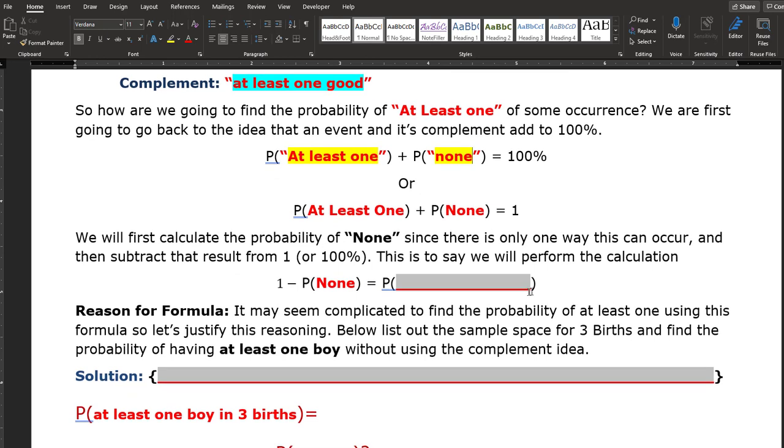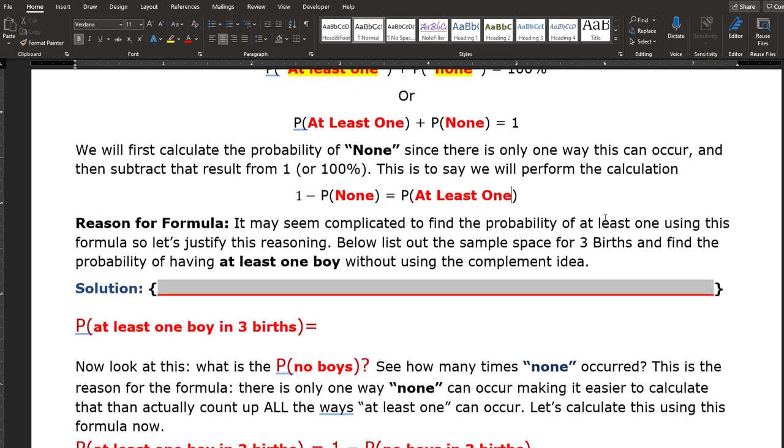Now, a lot of times when we're doing problems, the reason we're going to do it this way, where we find the probability of none, is because generally that is a lot easier than finding one of something or two of something or three of something, and so on. So generally the way we're going to find the probability of at least one is find the probability of none, subtract that from 1, and that'll give us the probability of at least 1.